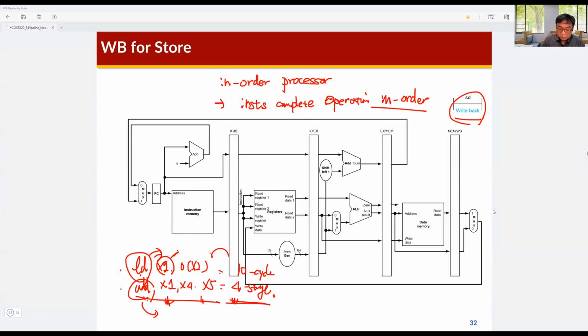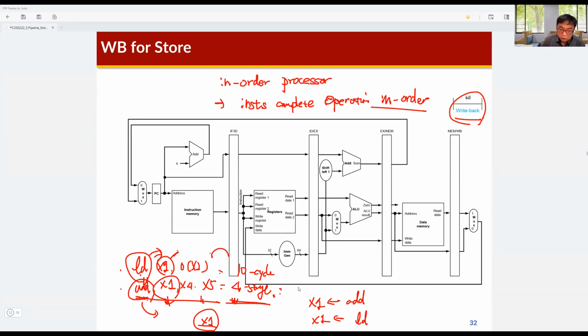What is the latest value for this x1? The latest value for x1 is the result of the add instruction. Okay, understand? But what's the problem? Because the add instruction is completed earlier than the load instruction, x1 is updated by the add instruction, and then after some cycles, x1 is updated by the load instruction. We need to avoid this situation.